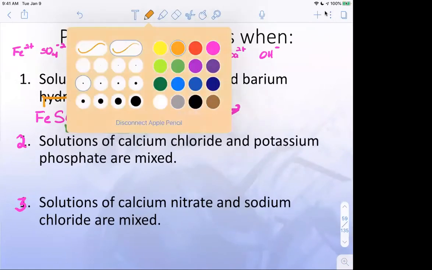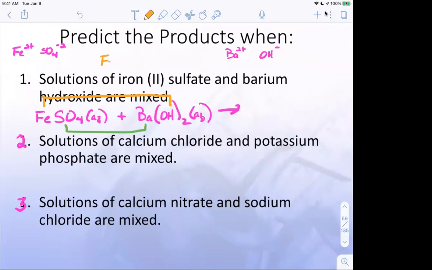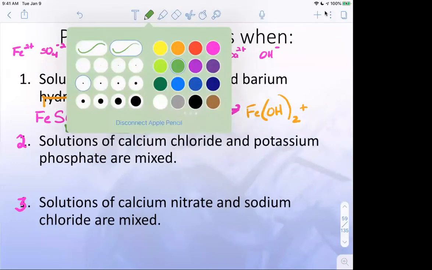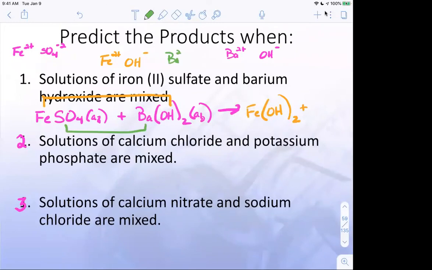So when I look at the iron, now I have Fe2+ and OH-. So I'm going to have Fe(OH)2. And then I'm going to have barium, which is Ba2+, and SO4 2-. So I get barium sulfate. And I want to check those states. Hydroxides are not soluble except for, this is actually going to be a solid. And then barium sulfate. Sulfates are soluble except for. So in this particular reaction, I formed 2 solids.